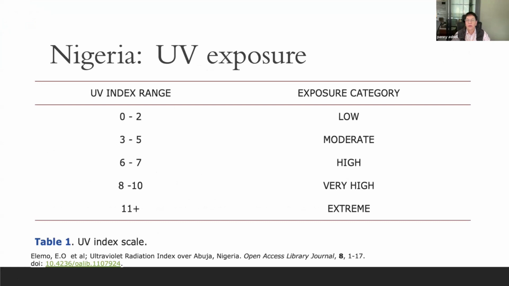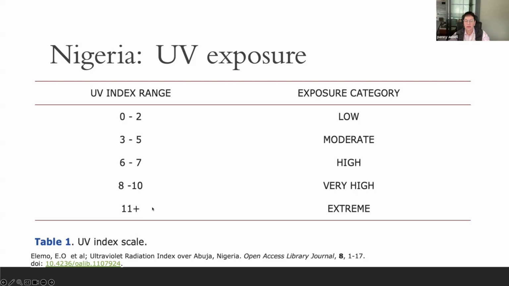So, first, we have to understand a little bit of the UV index scale. It's usually rated starting at zero, very little UV exposure, up to over 11 being extreme. But note that the 6 to 7 range is considered a high exposure number. 0 is low, obviously 11 plus is extreme, but 6 to 7 is still considered high.